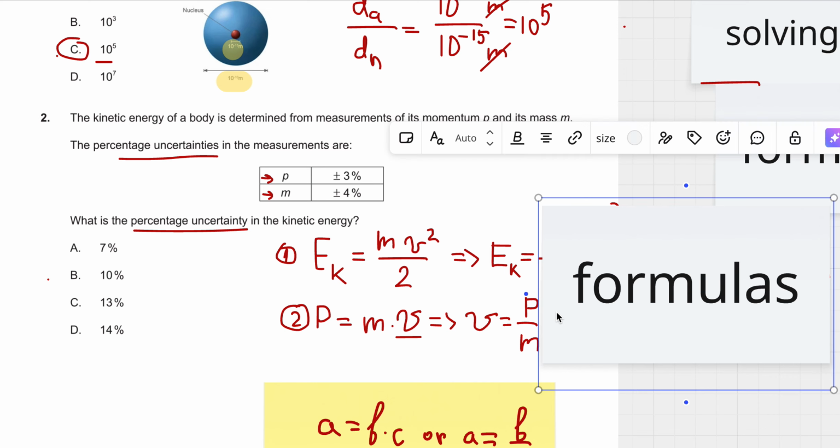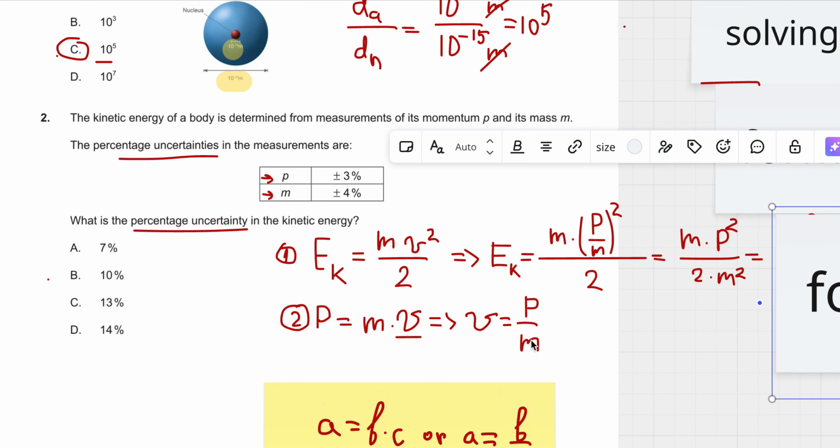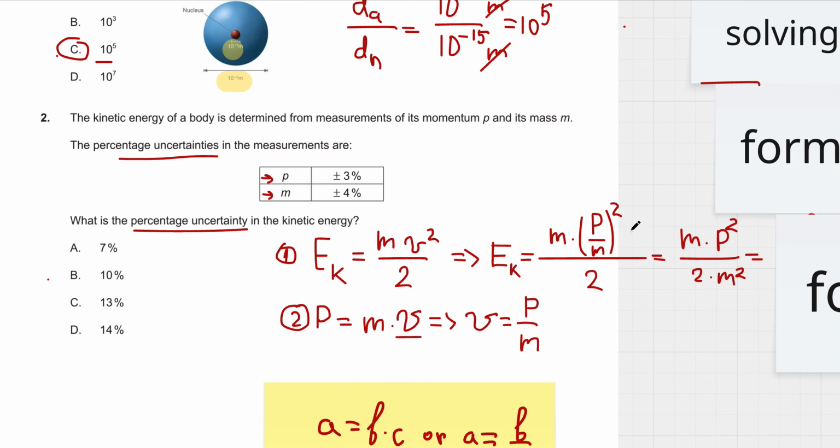What do we do next? We just put this formula, p over m, instead of this velocity. So it will be mass times (p over m) squared, all over 2. So using the mathematics further, also fractions, we end up with mass times p squared over 2 times mass squared. So this and this cancel out, and we end up with the formula kinetic energy equals p squared over 2m.